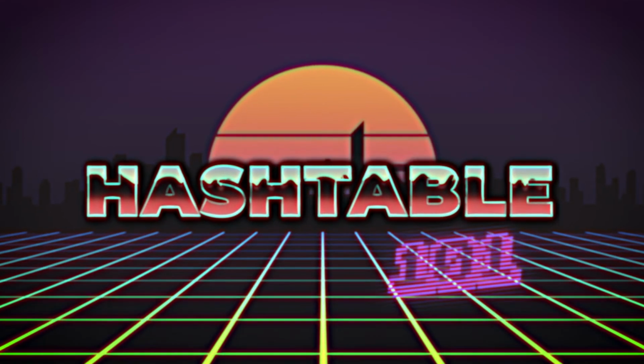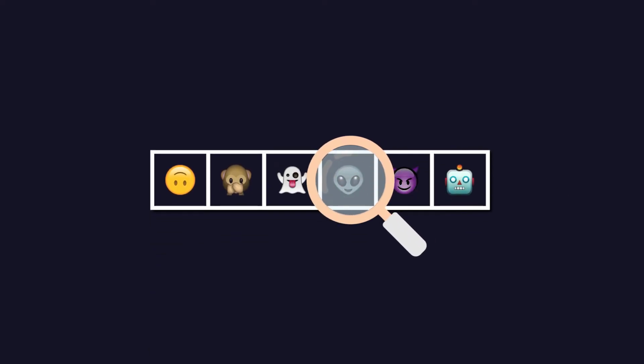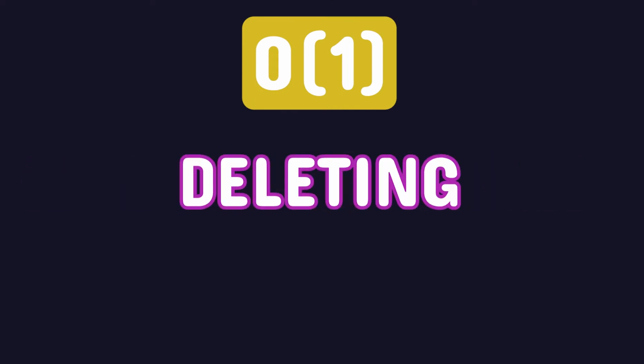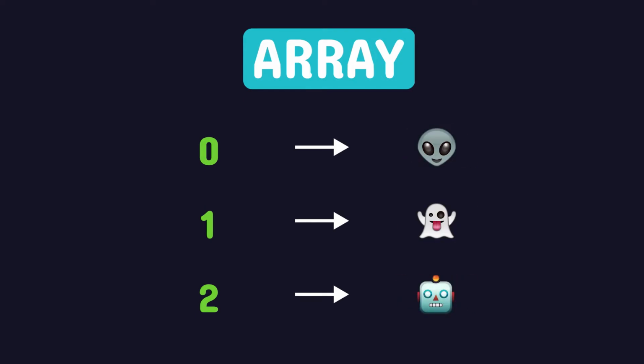Welcome to HashTable 101. HashTable is a key value paired data structure that is also known as hashmap or dictionary. It is most commonly used for lookup operations as it provides a constant time complexity for retrieving, adding, and deleting elements. Typically in the array you have indexes pointing to your elements. These indexes can only be integers and don't really contain any useful information.